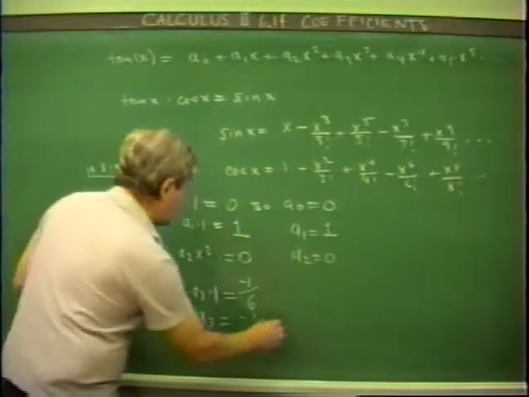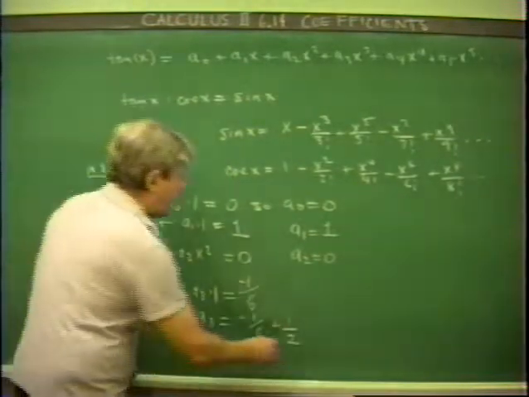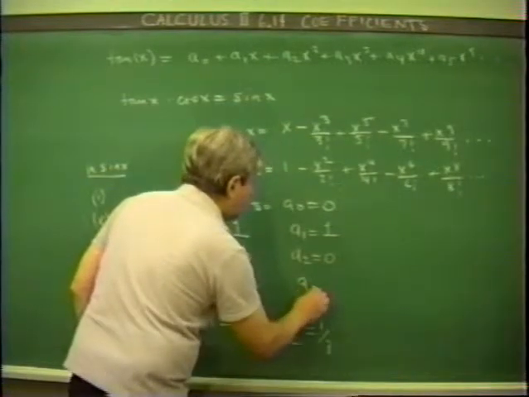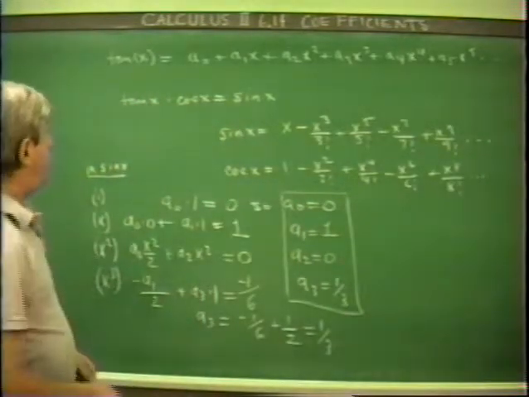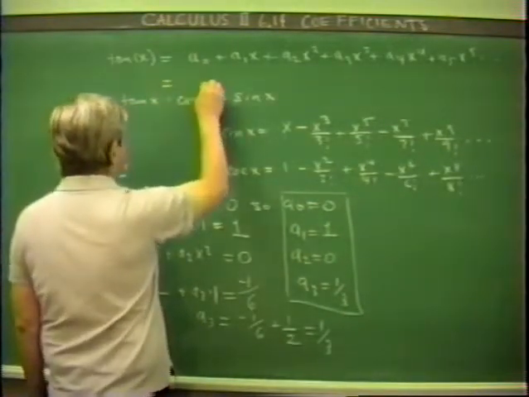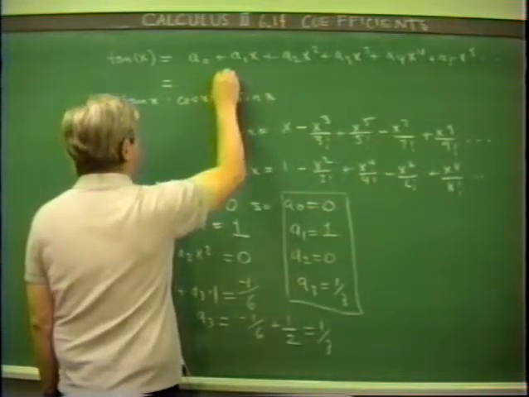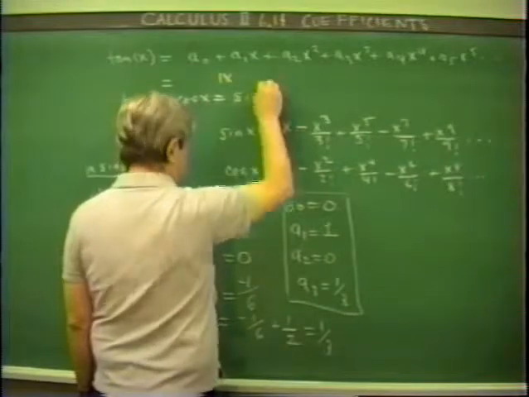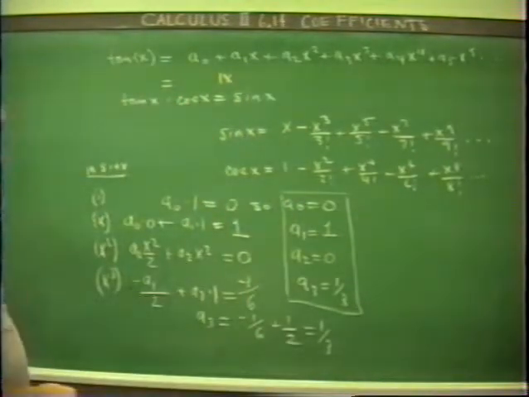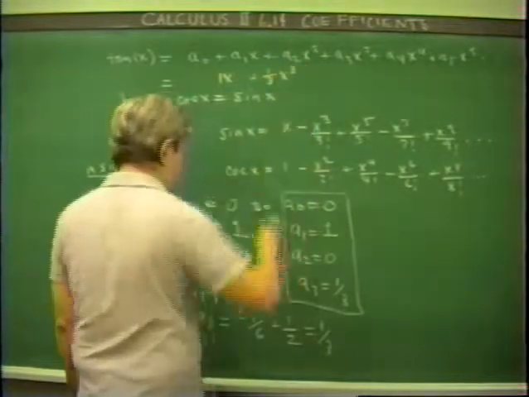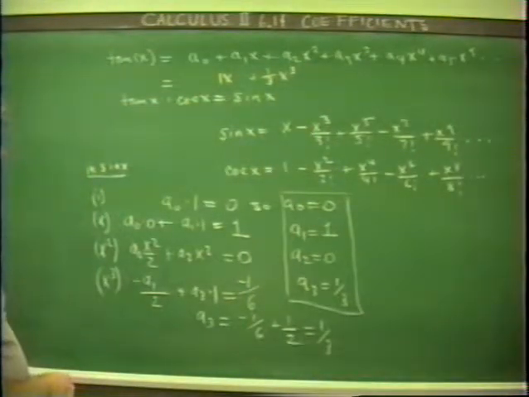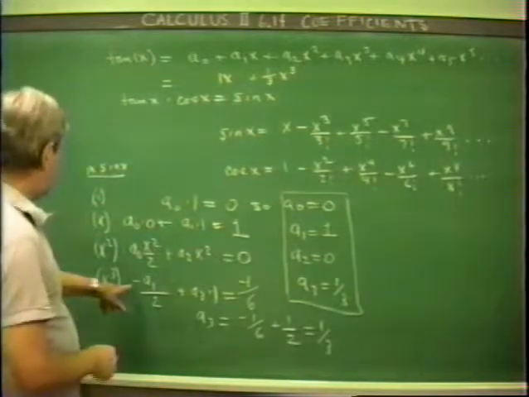This is the x cubed term here. These are just the constants. So minus a1 over 2, so minus a sixth plus a half, which is equal to a third. So we get a3 is equal to 1/3. So those are the first 4 terms up here, and we get tangent x is equal to 1x plus a third x cubed.